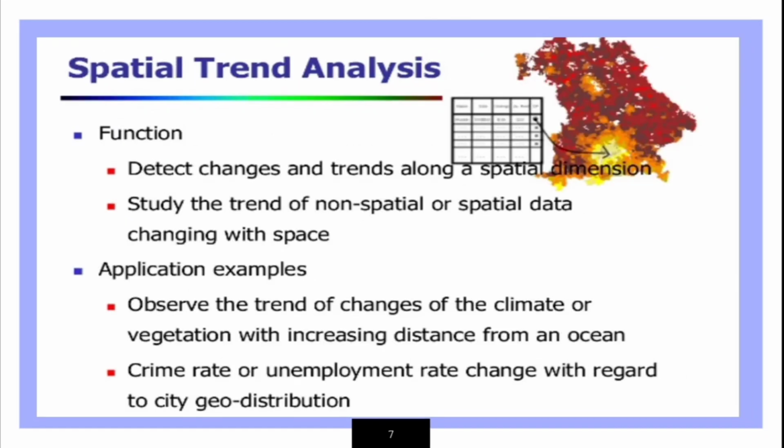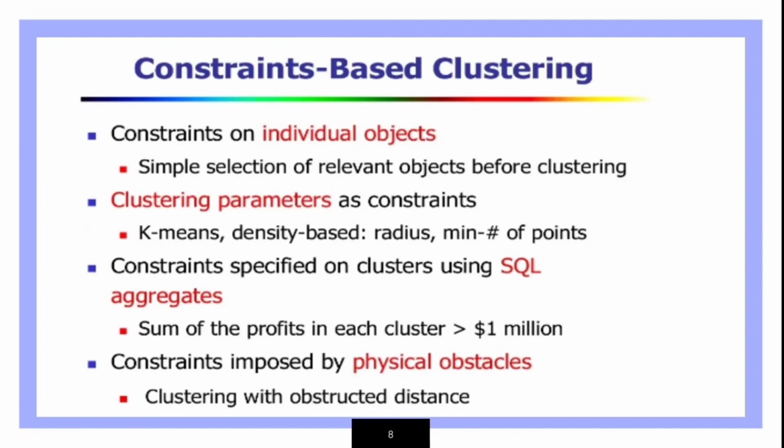In this slide, we are going to see about the function and the application examples of spatial database system. Its function is to detect the trends and the changes along a spatial dimension, say for example a particular geographical location. It is a study of non-spatial or spatial data changing with space. Moving on to the application examples, there may be changes due to climate or vegetation with increasing distance from an ocean. So it observes the trend of changes in that particular area. And then the second example goes with the crime rate or the unemployment rate change with regard to city geo distribution.